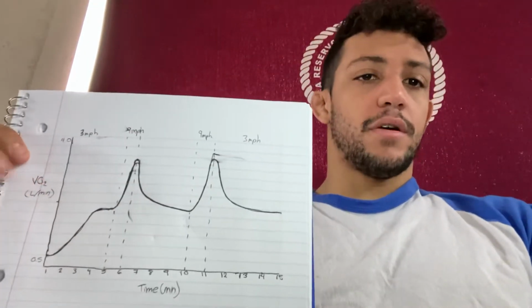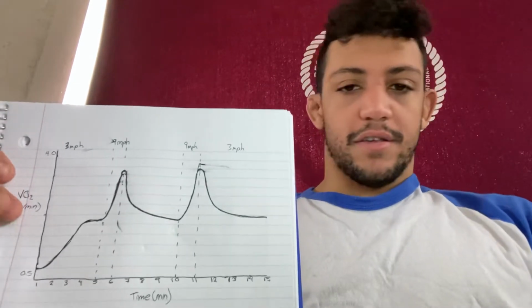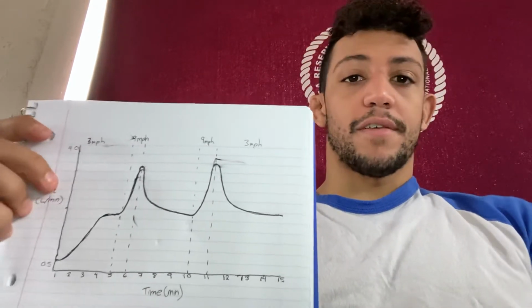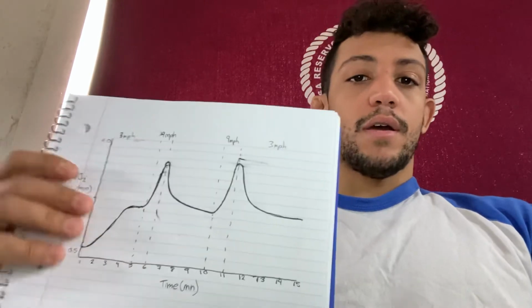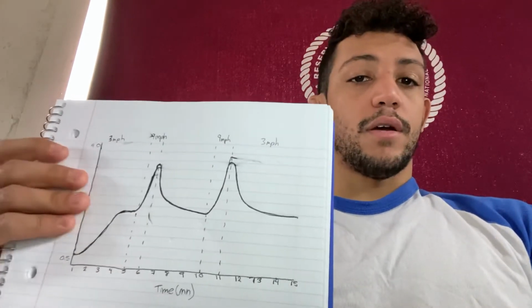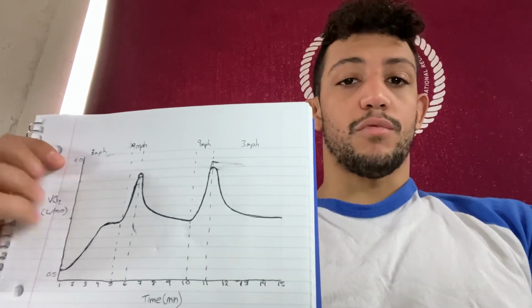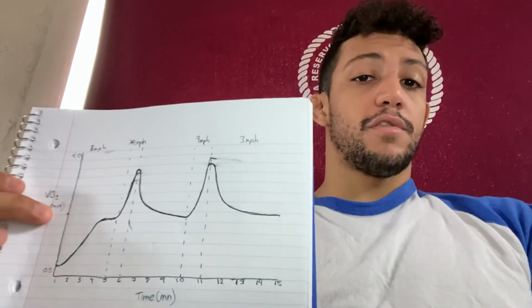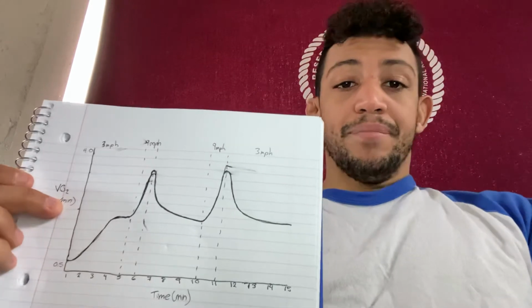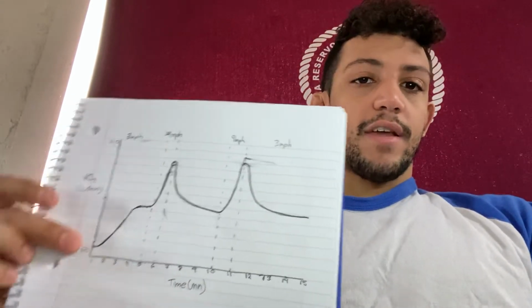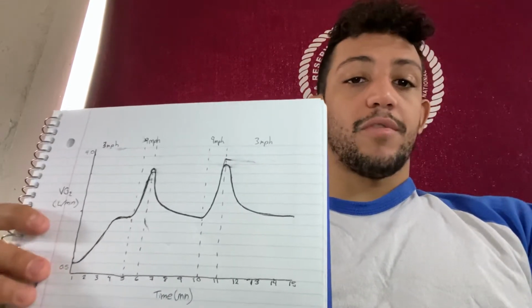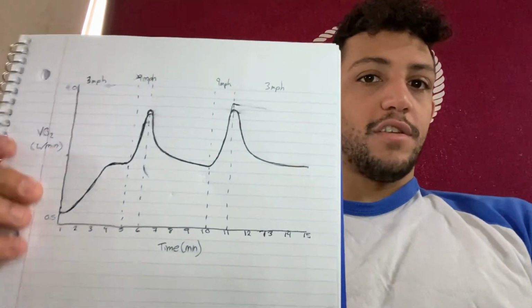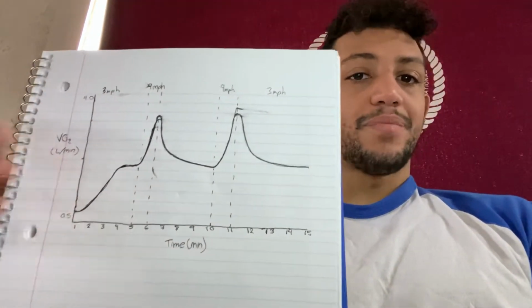So you can see here on the left side, I started by labeling the x-axis with VO2. This is going to be the measure of somebody's rate of oxygen consumption. The units I use for it are liters per minute. So you can see that the x-axis is scaled accordingly from 0.5 to 4.0 up here.